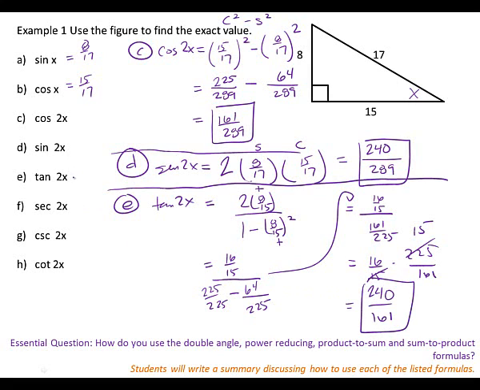Should you be able to do the secant, the cosecant, and the cotangent? Everybody right now, write down those three: the secant, the cosecant, and the cotangent. You figure them out.